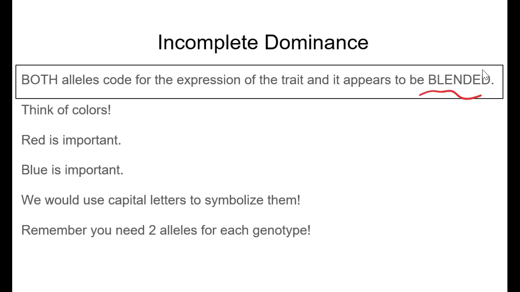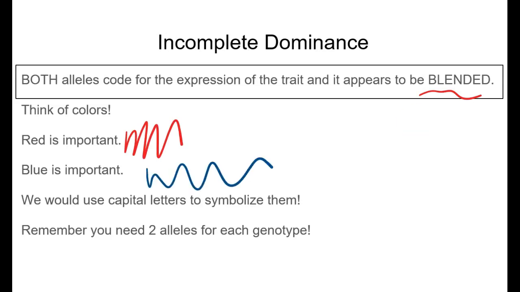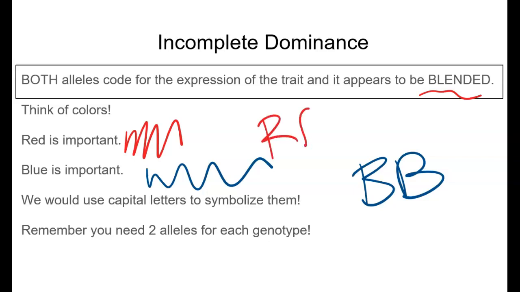So if you think about colors, red is important. Blue is also important. We would capitalize the letters since they're important and strong to symbolize them. Remember that you need two alleles for each genotype. So in the case of blue, we would make you capital B, capital B. How would we write red? Remember that red is also important, so we would make you capital R for red. In this case, we have four capital letters.